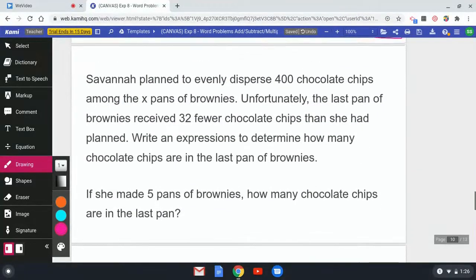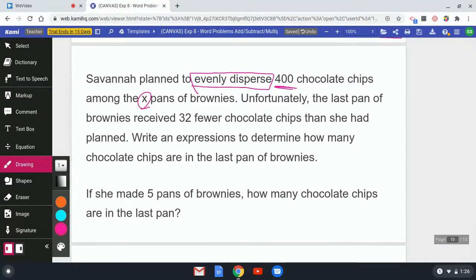Let's try this one together. If you want to pause and do it on your own, you can. You don't have to. Savannah planned to evenly disperse 400 chocolate chips among X pans of brownies. Unfortunately, the last pan of brownies received 32 fewer chocolate chips than she had planned. Write an expression to determine how many chocolate chips are in the last pan of brownies.